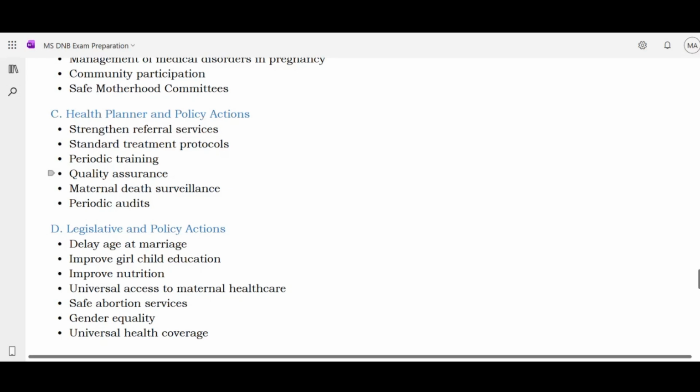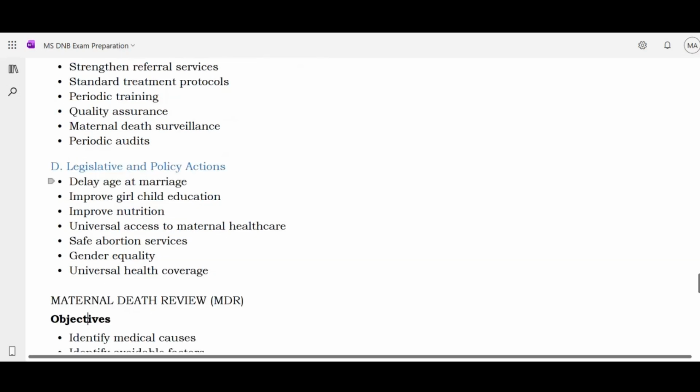Then legislative and policy action should also be there to reduce maternal mortality. There should be a delay in age at marriage, so the age at marriage should be increased. Improve girl child education, improve nutrition, universal access to maternal health care, safe abortion services, gender equality, and universal health coverage. So these are the legislative factors.